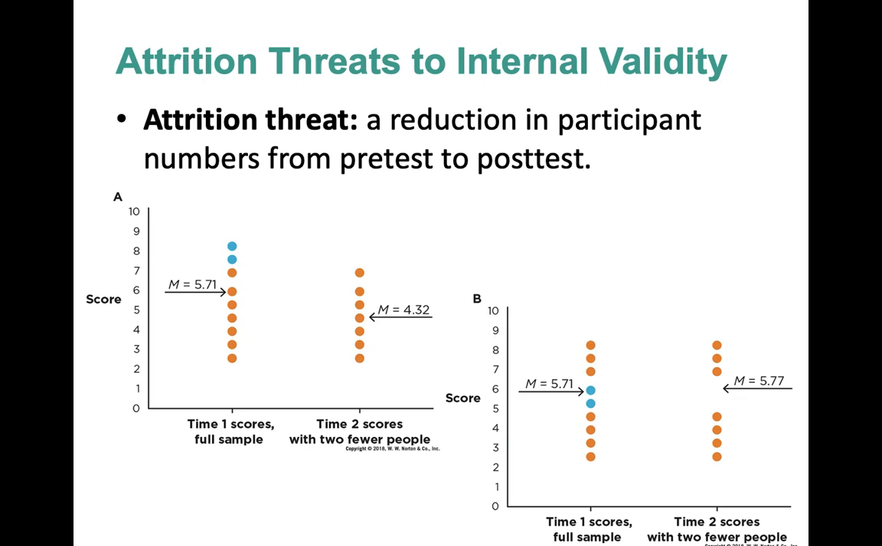The way to prevent attrition is actually quite simple. When participants drop out of the study, you just don't calculate their scores in the pretest or at time 1. Okay, so if these people dropped out and they're not present at time 2, we would just recalculate the time 1 average, excluding their scores. So that's a pretty easy fix on the attrition.